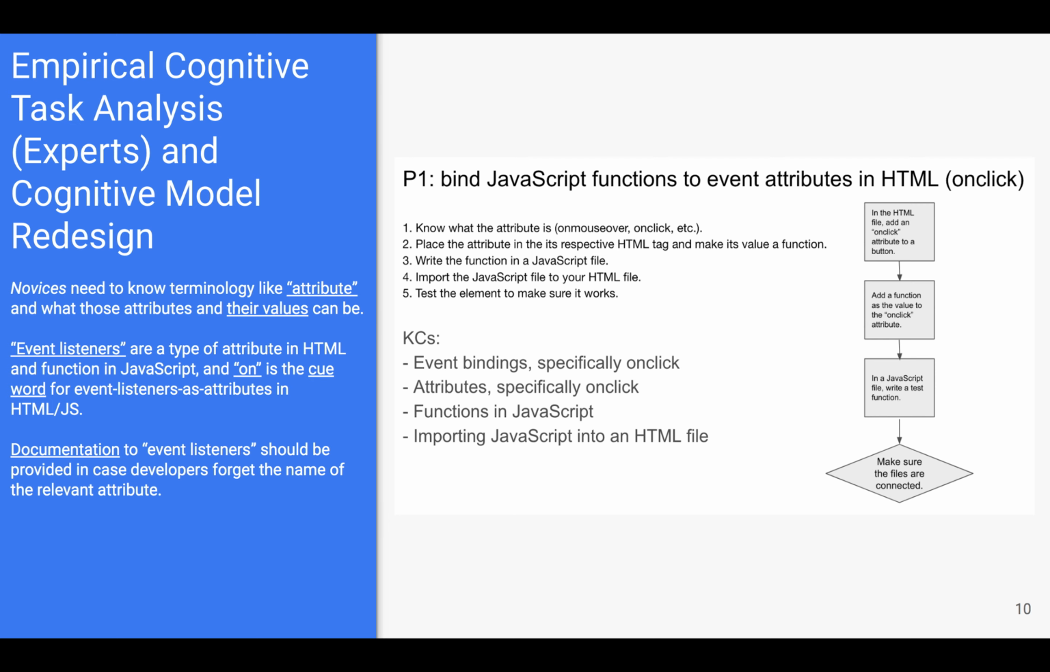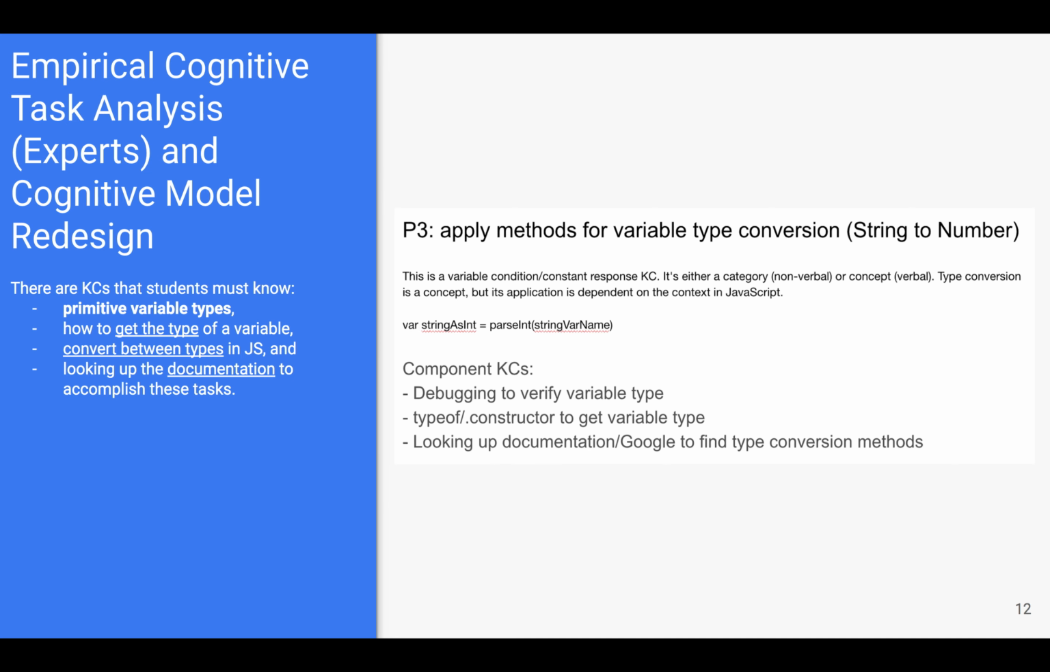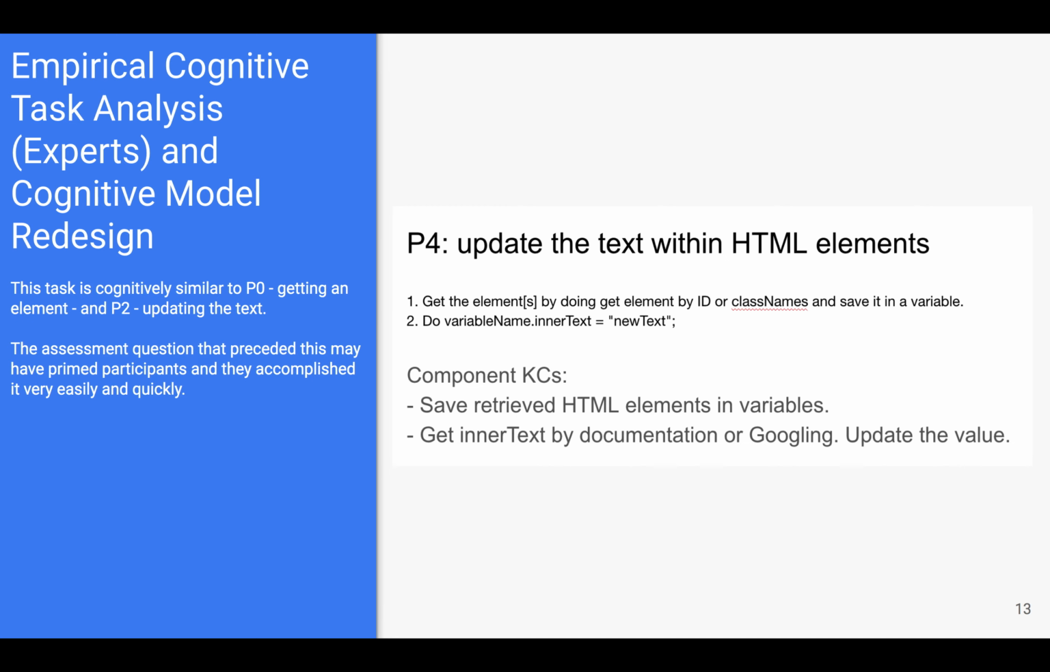Experts are familiar with the terminology such as event listeners and may refer to the documentation in looking up these bits of code that are not necessarily memorized. Furthermore, the retrieval of text content within an HTML element, or P2, as a skill was taught to students, and P3, or applying methods for variable type conversion, was reinforced in cognitive task analysis as something that is absolutely critical and may require looking up the documentation to accomplish.